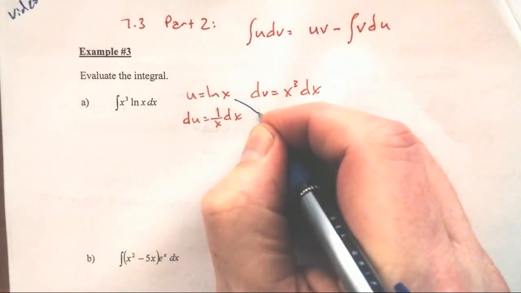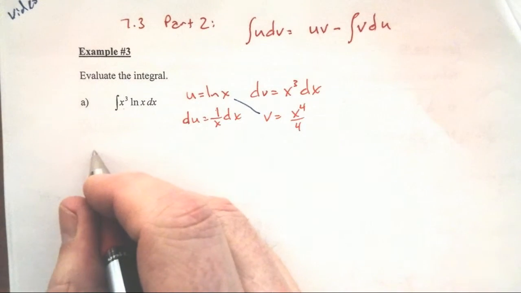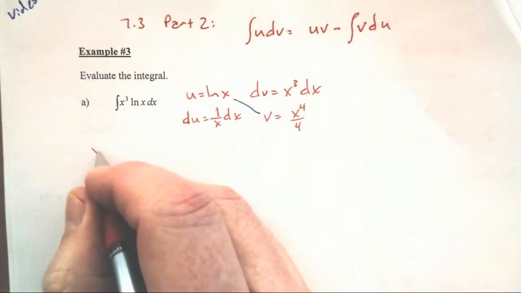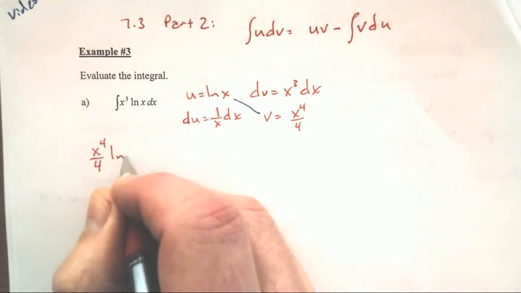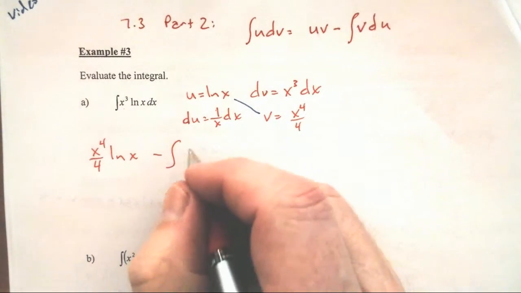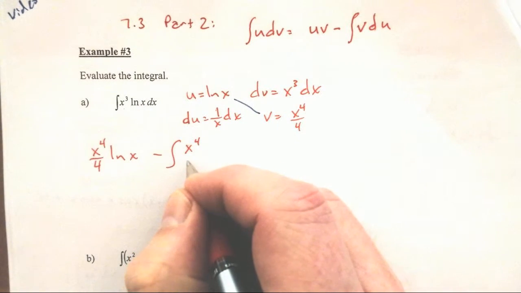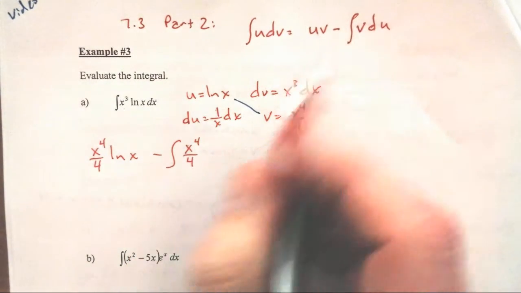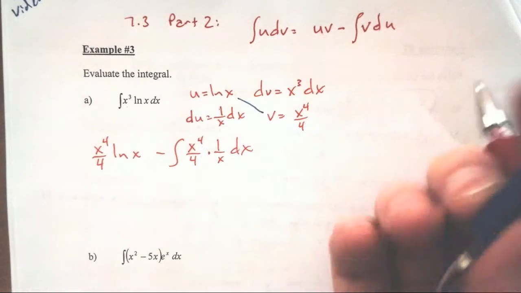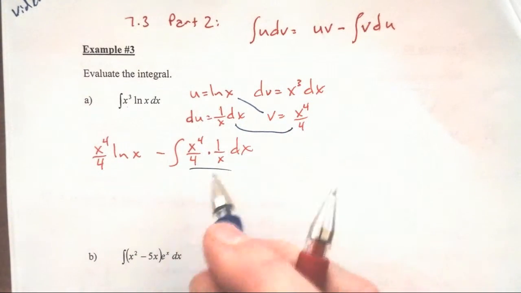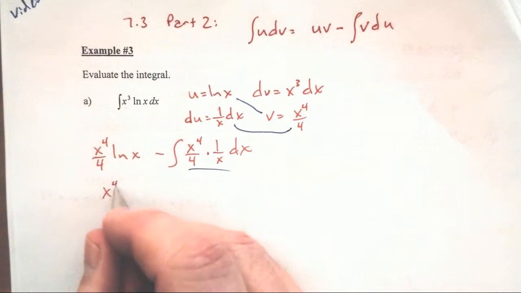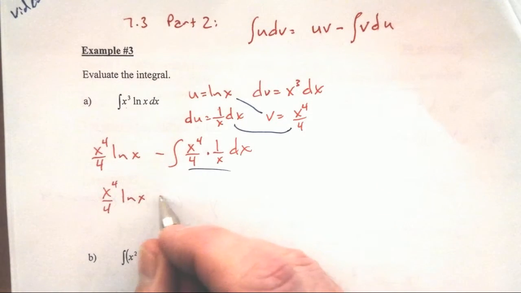We put these two together first, and we get the integral of u dv equals u times v, this times that. So I've got x to the fourth on 4 times ln x minus the integral of v, x to the fourth on 4, times du, 1 on x dx. And this is our second part right here. You may see right now, hey, this might even be better than using our tabular method. So x to the fourth on 4 ln x just waits around for the integral of this.